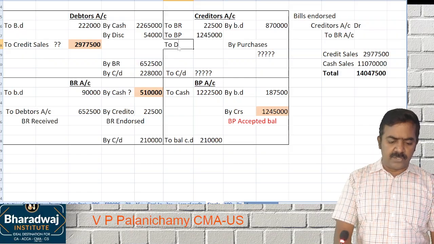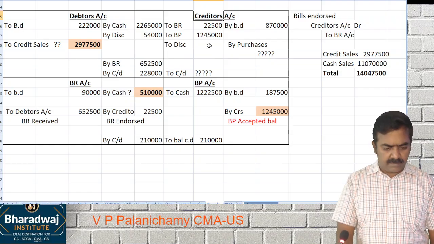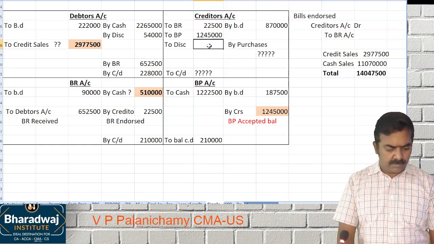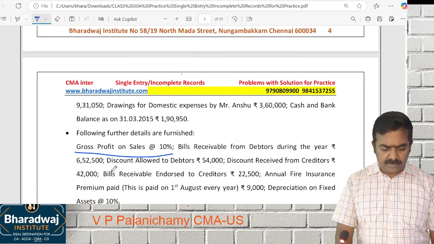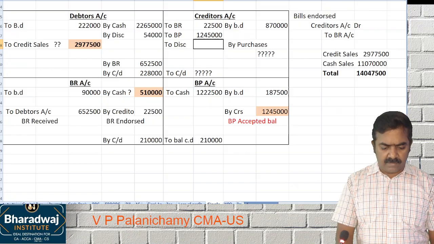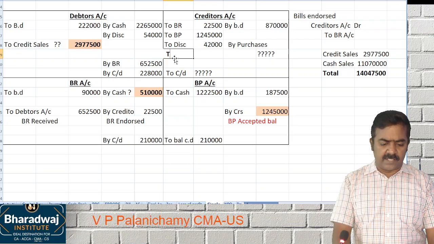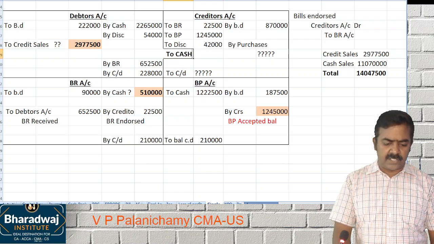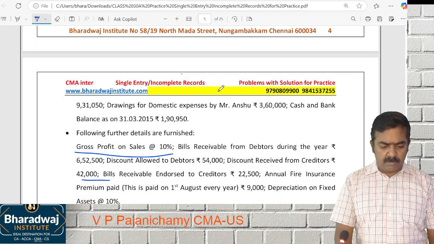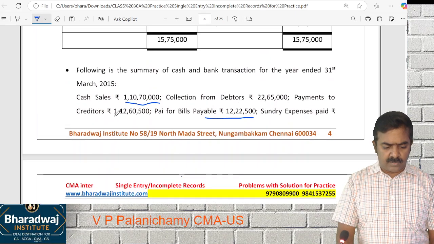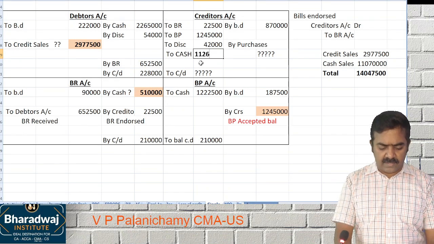They have given discount received. What is the discount received? Creditors to discount received, 42,000 they have given. Then cash paid to creditors is also given in the question. How much is given? Paid to creditors: 1,12,60,500.